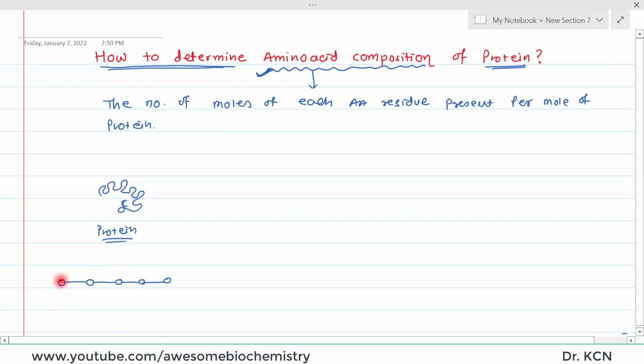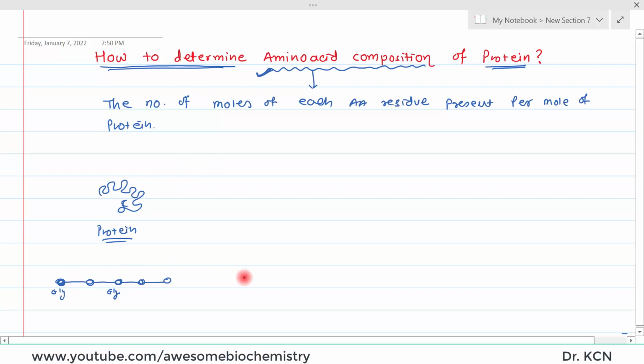Now I want to find out the name of the amino acids, that is a qualitative estimation, along with their quantity. Suppose this is glycine and this is glycine, then I know that 2 moles of glycine will be there in 1 mole of protein, right? That qualitative as well as quantitative estimation of the amino acids of a particular protein is the amino acid composition.